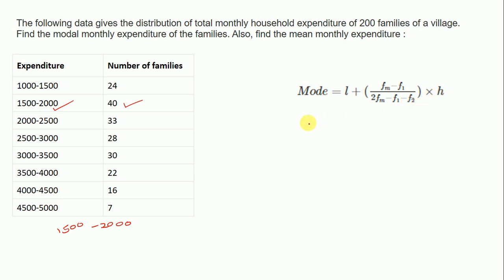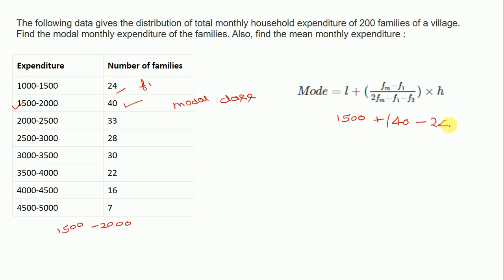So what is L? This is your modal class, and L will be the lower limit of the modal class, that is 1500. So just put the values, 1500, and Fm, the frequency of the modal class, that is 40. So just put 40. Now F1 is the frequency of the class that is just before the modal class. So the frequency of this class is 24.